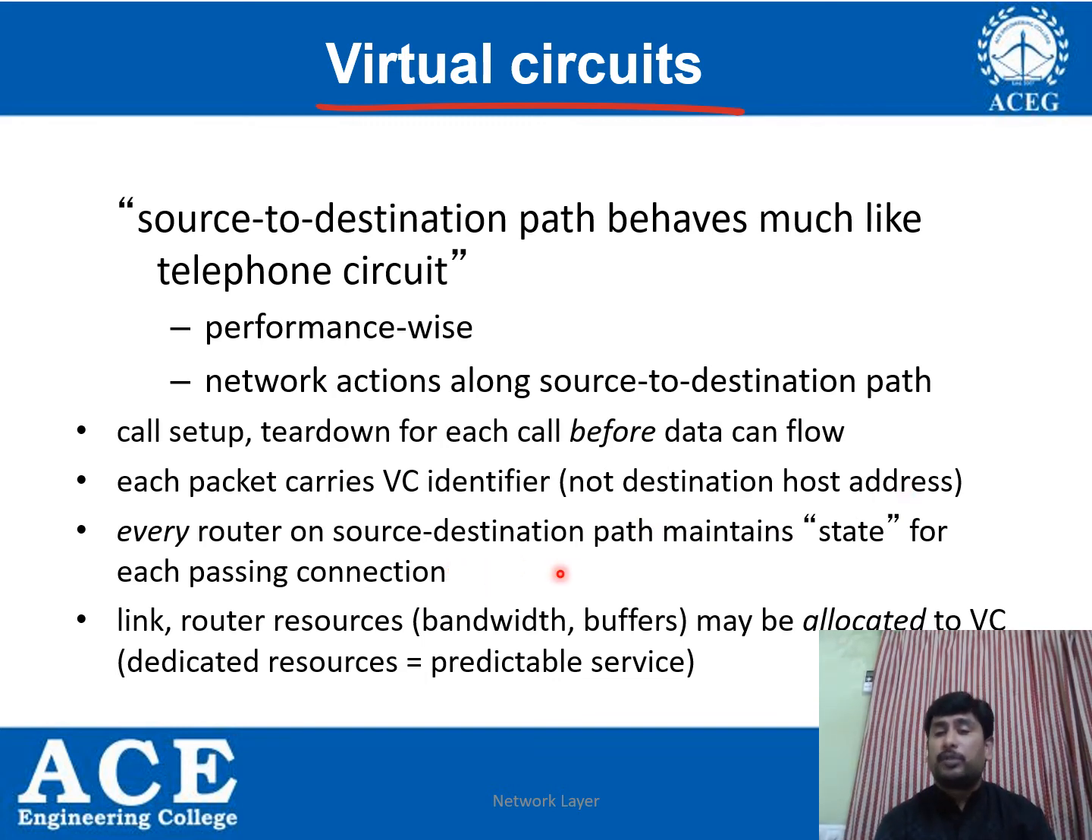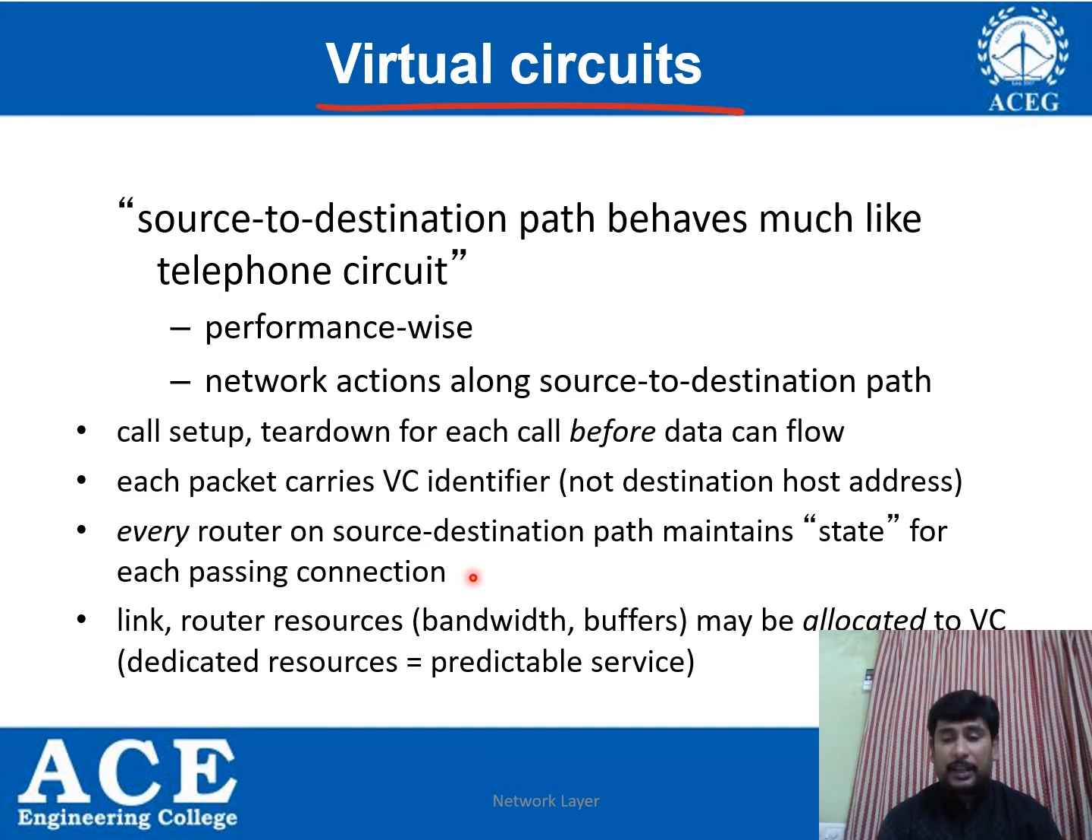Every router on the source destination path maintains state for each passing connection. Every router on the path will have an input port where it receives the packet and an output port from which it is forwarded. For the input port we will have a separate identifier, and for the output port we will have a separate identifier.